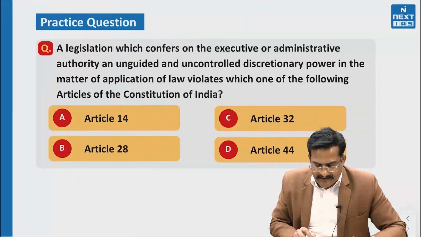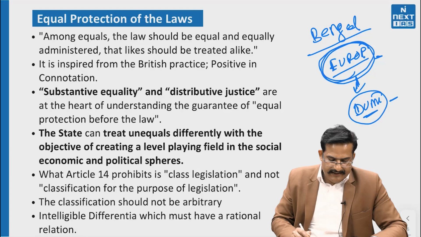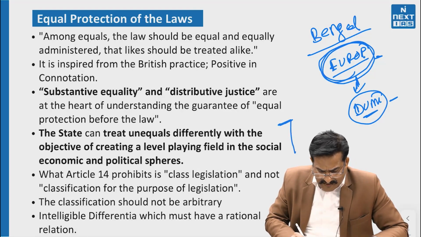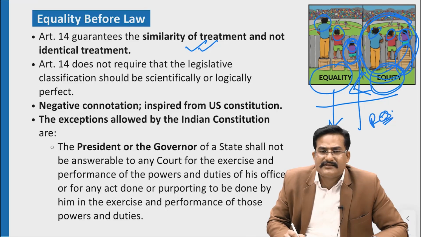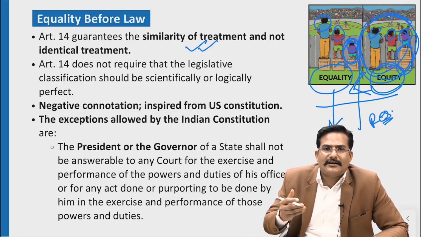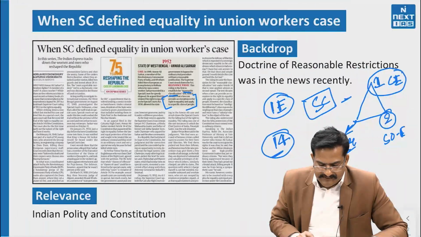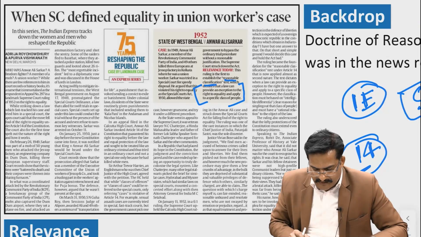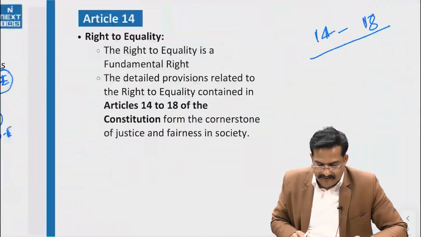Now let us try to understand the different dimensions related to the right to equality. Basically, the state tends to treat unequals differently. That is defined beautifully in this image. This is all about the right to equality doctrine, and the same doctrine was discussed in this article. So you are requested to kindly go through the article and read more about the right to equality doctrine. That's all on this article.